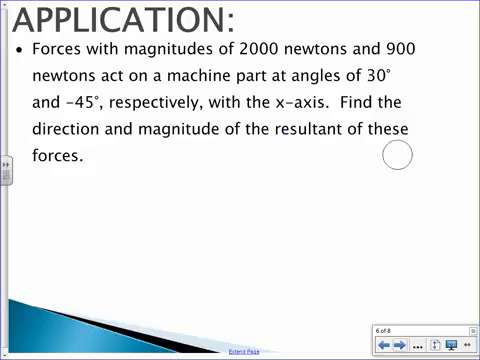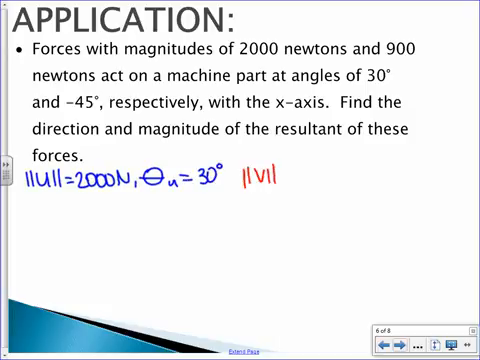Okay, so we're going to have to add these two forces together, which means, what do I need to know about our vectors? Can I add them together the way that they are? No, you need the components. We need each of their components, so we need to write these in component form. So we'll just stick with the first one, we'll call vector u, the second one we'll call vector v. Will that be all right? Okay, so vector u has a magnitude of 2,000 and an angle of 30 degrees. Vector v has a magnitude of 900 newtons and a direction of negative 45 degrees.